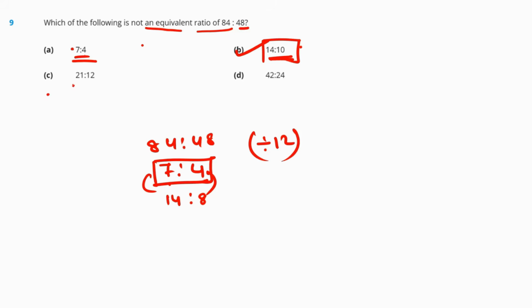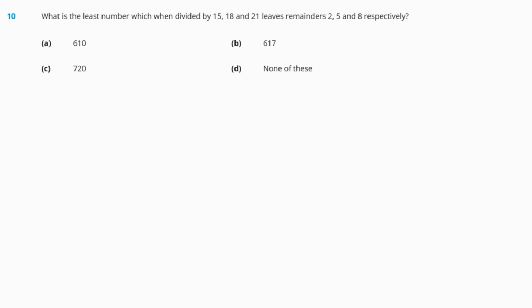If we check the rest of them, 7 three times is 21, 4 three times is 12. Matching. This, 7 six times is 42, 4 six times is 24. So the rest of them are equivalent. Only option B isn't equivalent. Hence that's the answer.